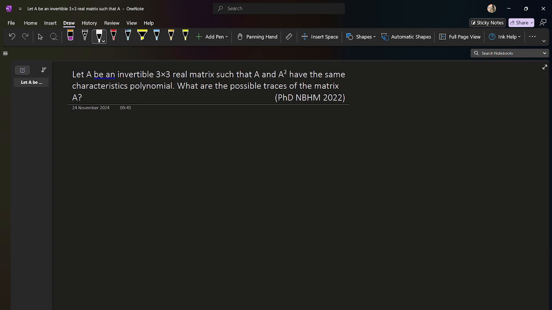Okay, so A and A square have the same characteristic polynomial. That means the roots of the characteristic polynomial will also be same. So the eigenvalues are same. We can say that. So what are the possible traces of the matrix A? I think this is a very easy question.